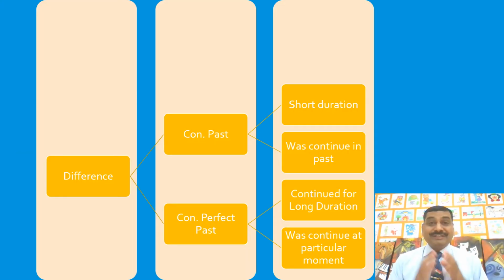Let us compare and contrast continuous past and continuous perfect past to understand their uses vividly. Continuous past shows action that was continued at a particular moment in the past for a short duration of time in the past. Continuous perfect past shows action that was continued at a particular moment in the past for a long time. The similarity is that in both tenses the action was continued at a particular moment. But the difference is that in continuous past it was continued for a short time and in continuous perfect past it was continued for a long duration of time.